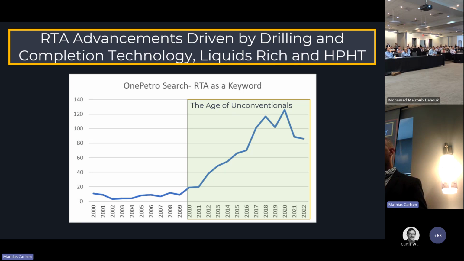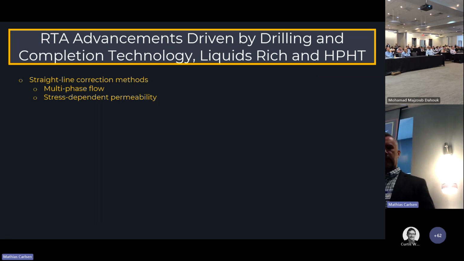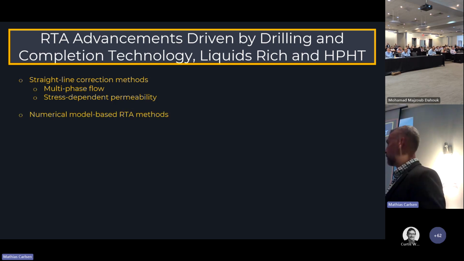It's a fundamental skill that reservoir engineers of today have to have. And there's lots of people doing lots of work on it. All right. So the RTA advancements driven by drilling, completion technology, liquids rich, high pressure, high temperature. Some of the things I'll just put them all up on the screen.